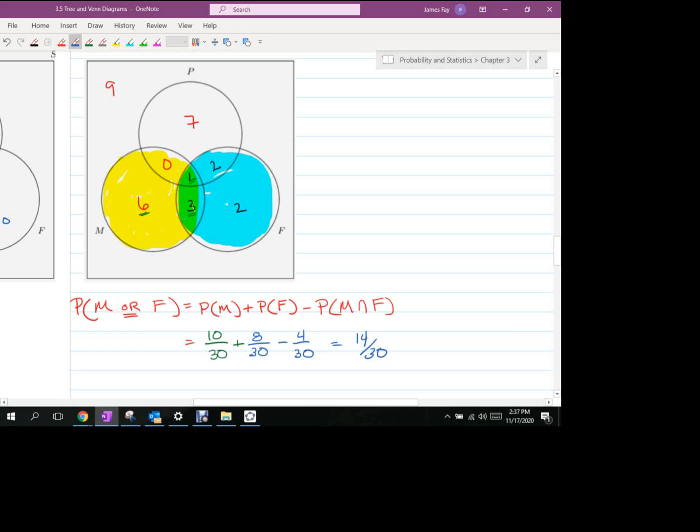Now, that's the formula. But if I just do the highlighting, count that number once, count that number once, count that number once, that number once, and that number once, and I add those together, what do I get? What's 6 plus 3 plus 1 plus 2 plus 2? It's 14, isn't it? And we had a total number of 30 things to choose from.